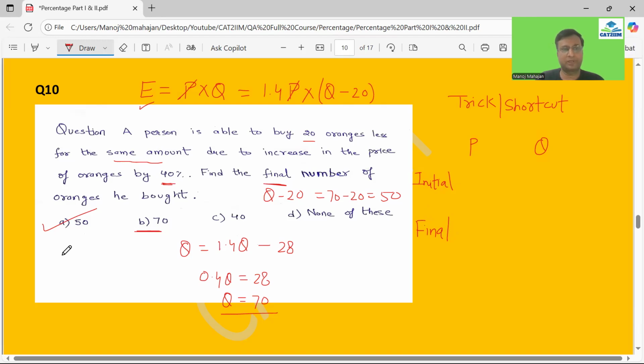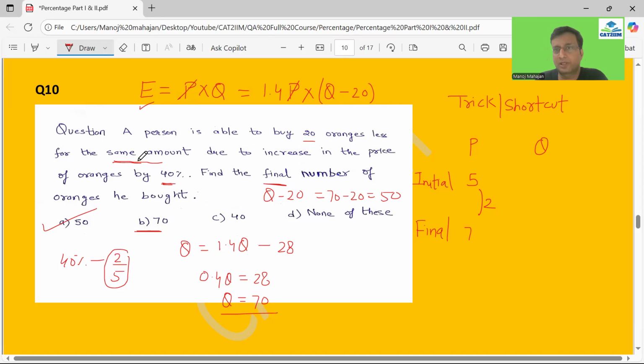So what we have over here is price and quantity. Initial, we are going to assume some number, and then we are going to look at final also. See, 40%, if I look in fractions, that is nothing but 2 upon 5, dividing by 100. So if I have to calculate 2 by 5 of some quantity, then of course I should take that number to be a multiple of 5 so that the calculation is easy. All of this I have explained in the percentage 1 session. So this is 5. Let's say 2 by 5 of 5 is 2. So this becomes 7.